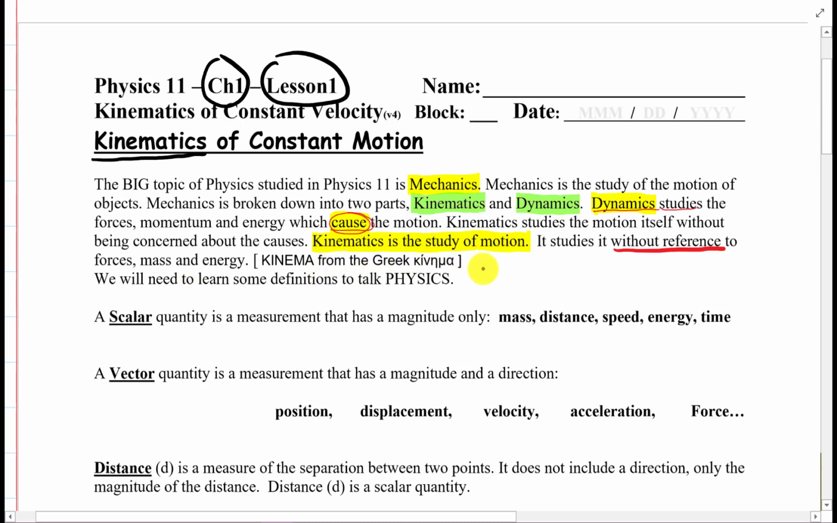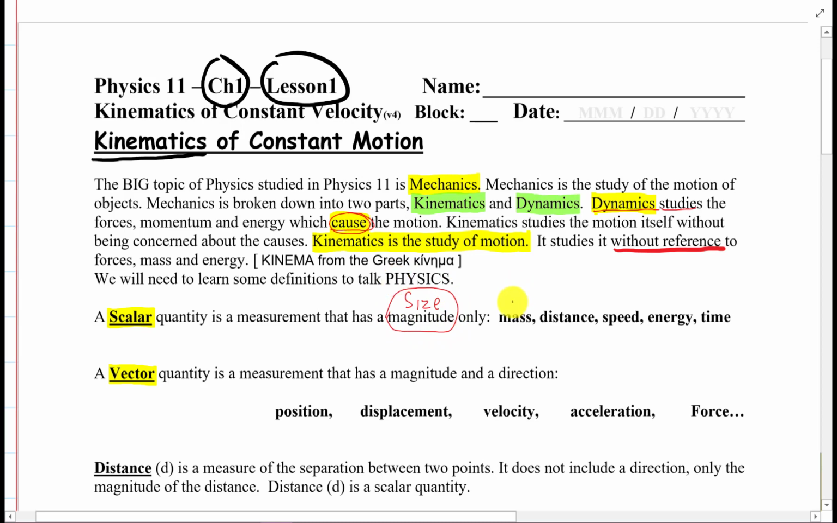So let's talk some physics talk right now. Two terms we need to learn, opposite in nature. One is scalar, and the other one is vector. A scalar is a quantity that has a measurement that only has magnitude. Magnitude is kind of like the word size, so scalar only has size.